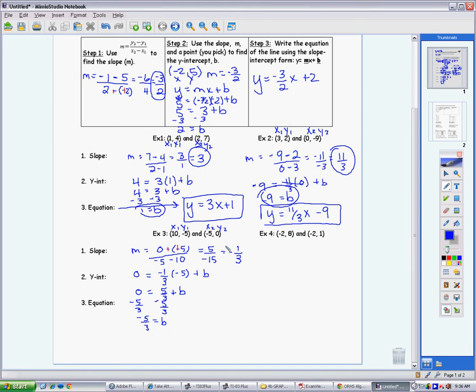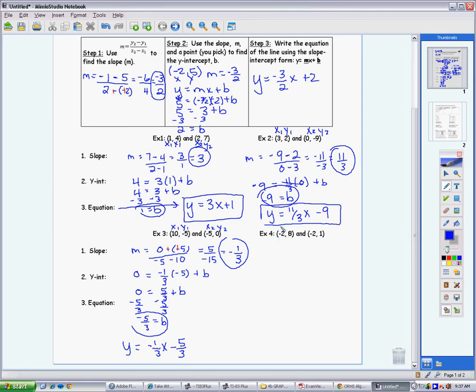So now I have my slope, now I have my y-intercept, and I'm going to write my equation. Y equals negative 1/3 x minus 5/3. I'm going to double check my math because it's very unusual to have a fraction for a y-intercept, although it does happen. Okay, we're good.